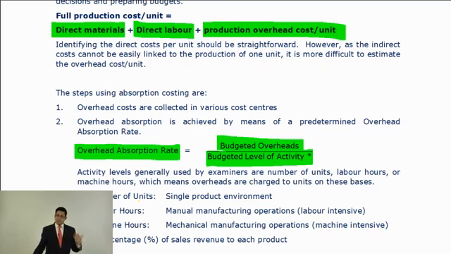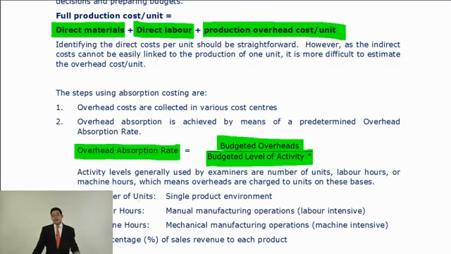In your previous paper F2, you've seen it. A number of types of activities can be used to calculate the overhead absorption rate. Most popular are direct labor hours or machine hours. We can use the number of labor hours as the budgeted level of activity, or we can use machine hours, or we can use the number of units as well if you like. So budgeted overheads divided by budgeted number of units.